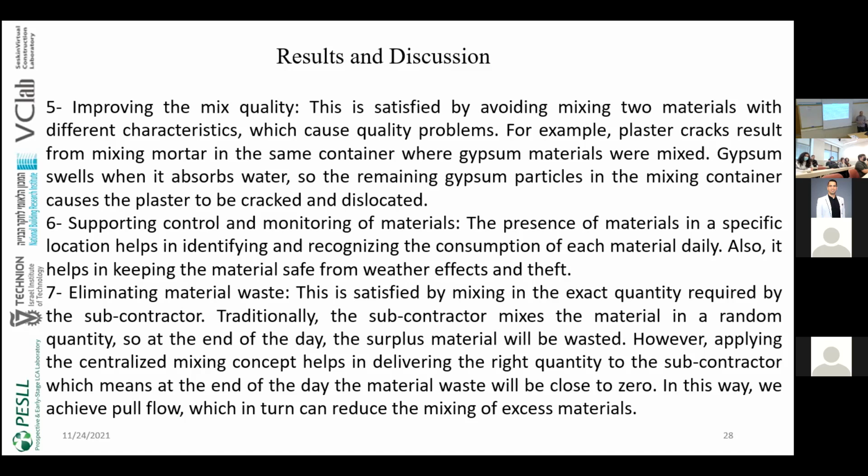The most important point, the seventh and last one, is eliminating material waste. This is satisfied by mixing the exact quantity required by the subcontractor. As I mentioned, traditionally the subcontractor mixes the material in a random quantity, and at the end of the day the surplus material will be wasted. So applying the centralized mixing concept helps in delivering the right quantity to the subcontractor at the right time, which means that at the end of the day, the material waste will be close to zero. In this way, we are achieving pull flow against push flow to reduce excess materials.